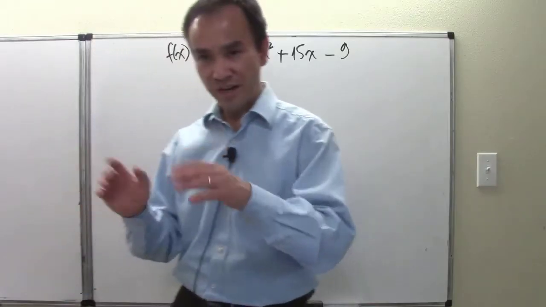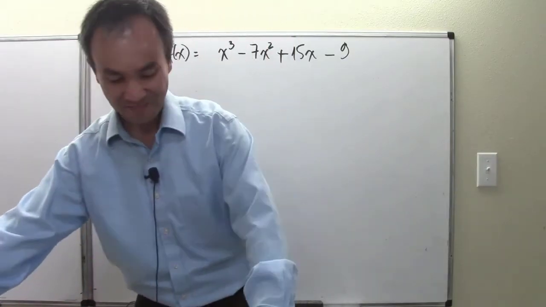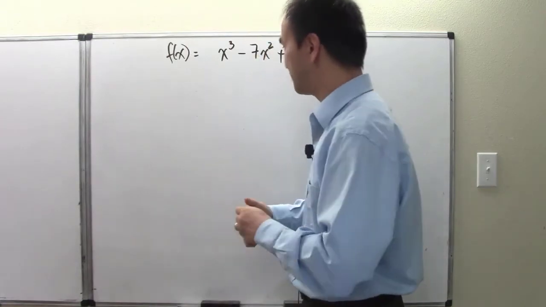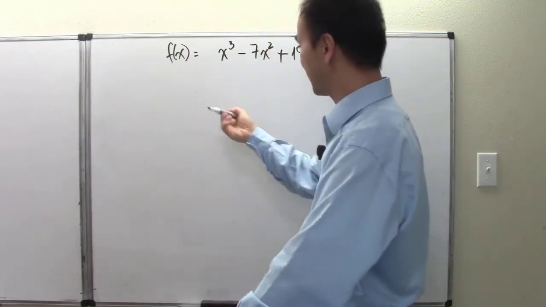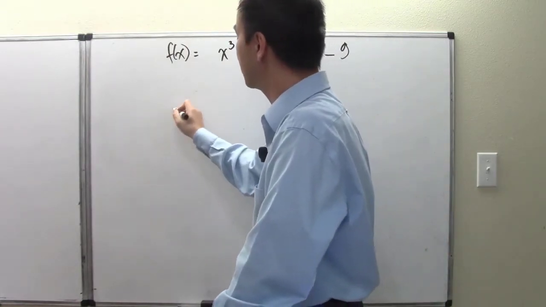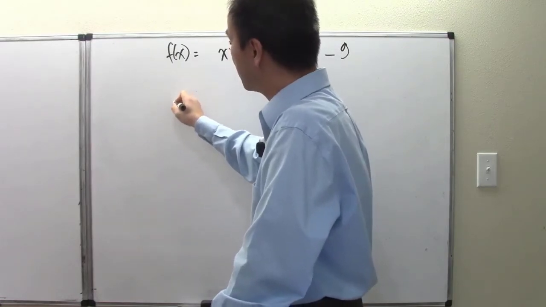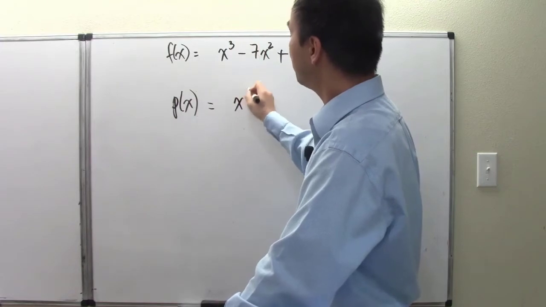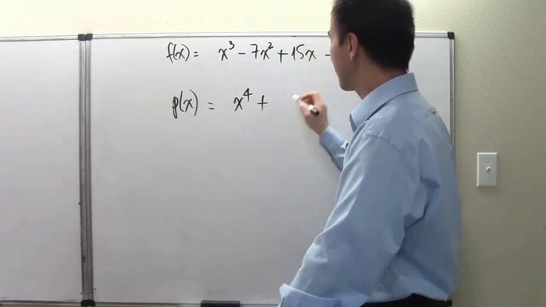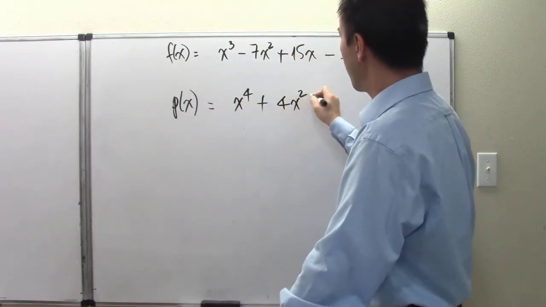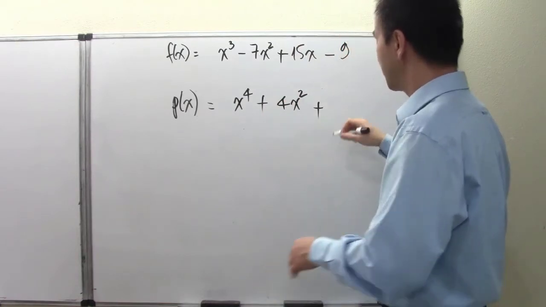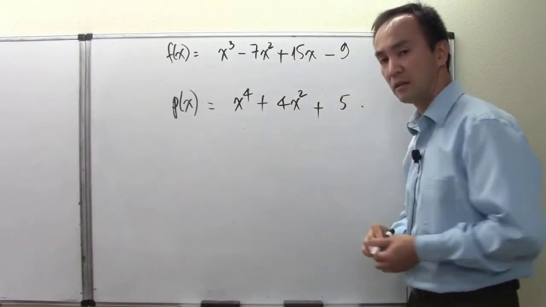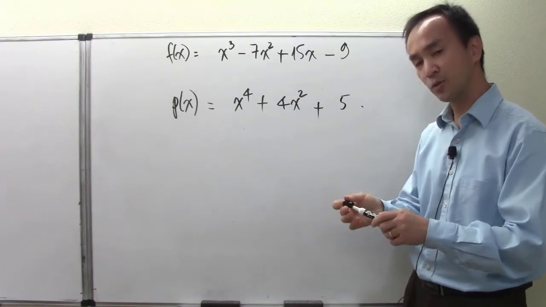Let me now bring up another one. So aside from this problem right here, let's look at another function. Let's call that p of x. And I'm going to look at x to the 4th plus 4x squared plus 5. Okay, x to the 4th plus 4x squared plus 5.